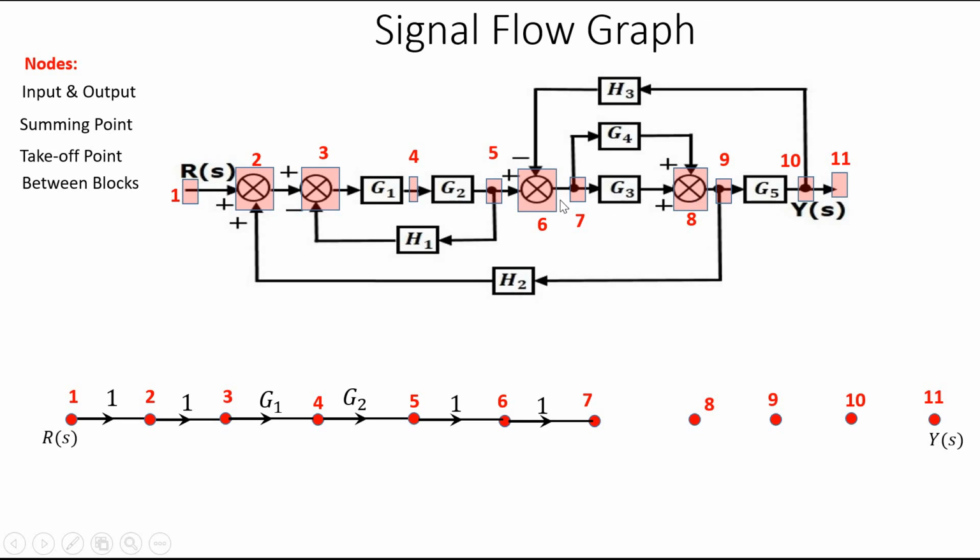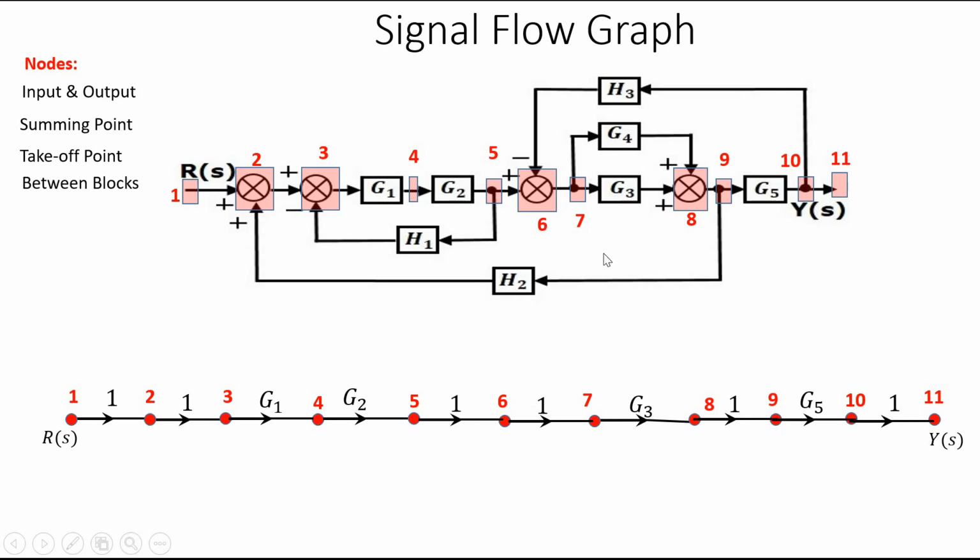In between 7 and 8 there is a gain, and the flow is 7 to 8, so the arrow mark is like this, and gain is G3. 8 to 9 is only an intersection between summing point and takeoff point, so direction is marked and gain is unity. In between 9 and 10 there is a gain, so the arrow mark is from 9 to 10, and gain is G5. And between 10 and 11 there is no gain, only an interconnection, so 1.